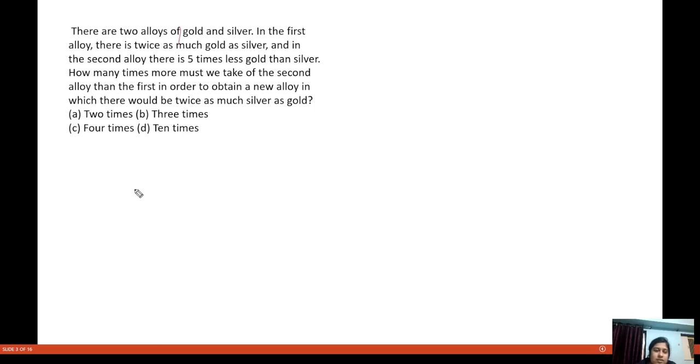So again, let us say we have this gold and silver, and in the first alloy there is twice as much gold as silver. So the ratio is 2 is to 1, and in the second alloy it is saying it has 5 times less gold than silver. So how do we write 5 times less gold than silver? We cannot write -5 for gold and 1 for silver. How do we represent this? We basically say that the gold is 1 and your silver is 5 times.